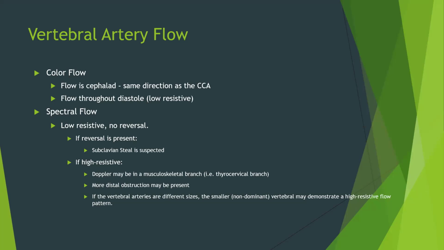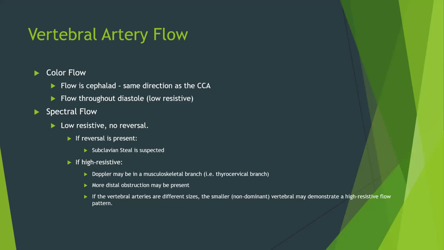And you'll see it in a couple pictures here, but colored flow, cephalad, so it's the same direction as the CCA. This is really important to show because the vertebral artery could be a collateral flow for the subclavian artery if the subclavian artery is occluded or highly stenosed. So there's flow throughout diastole, low resistive flow, spectral flow low resistive, no reversal.